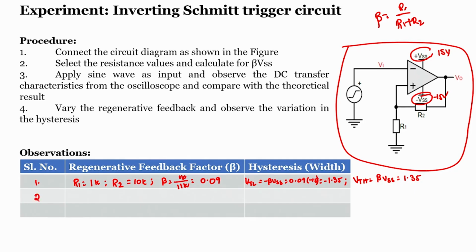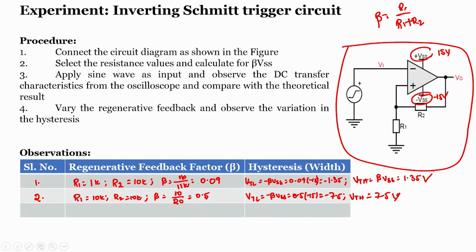Next, we will consider two other values too. Let us take R1 as 10K and R2 as 10K. What will be the value of beta? It is nothing but 10 by 20, which is 0.5. So VTL, the lower threshold value, will be minus beta into VSS, which is 0.5 into minus 15, minus 7.5, and VTH is plus 7.5 volts. These are our higher and lower threshold values.